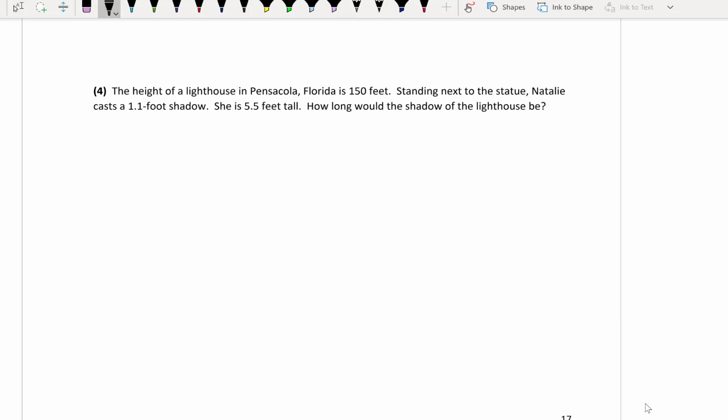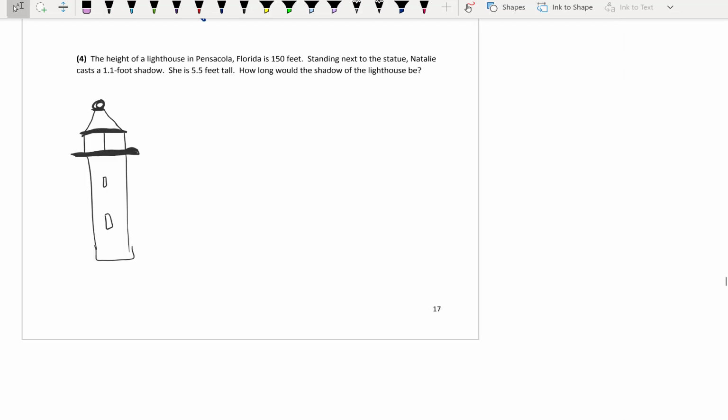I'm not the best drawer, but let's just go for it. So here is going to be my lighthouse. I'm definitely not the best artist in the world, but that is my best sketch of a lighthouse that I can have. So here is my lighthouse, and I know that the height of this lighthouse is 150 feet. So there's my lighthouse of 150 feet.